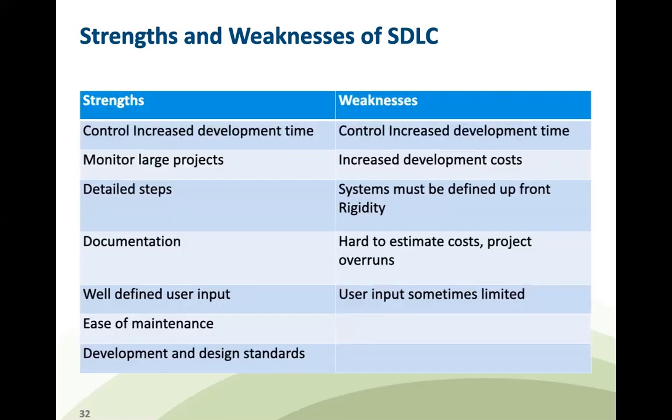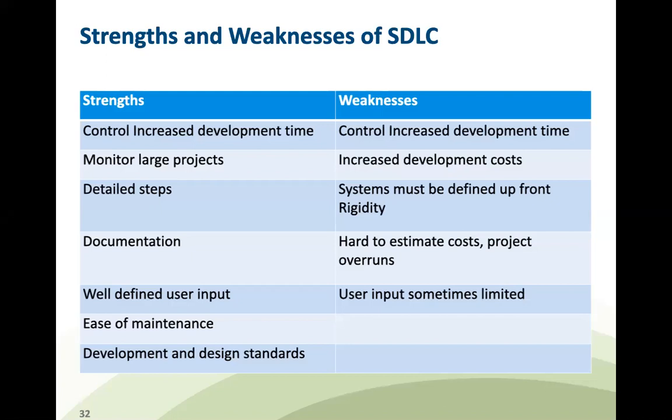Basically, these are the strengths and weaknesses that are put into this table. Under strengths, you have control over increased development time. The increase in development time can be controlled by this, and it's easy to monitor large projects. Detailed steps are there, as we discussed, and documentation is provided. That's better for future changes and maintenance. There is well-defined user input, ease of maintenance, and development and design standards are used.